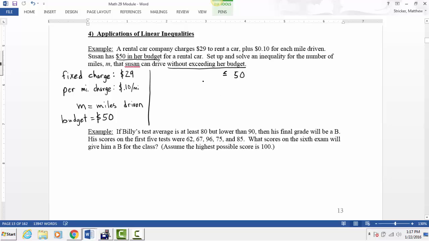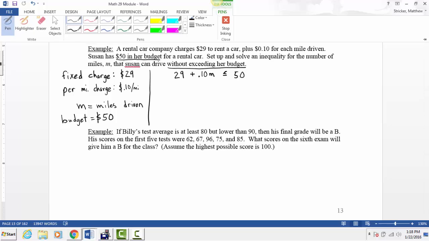So now her cost should not exceed 50. Now what are her costs? She has two different charges, the fixed charge and the per mile charge. So she has a $29 fee she has to pay, but in addition to that, we have to add 10 cents per mile. So 10 cents times M, the number of miles driven.